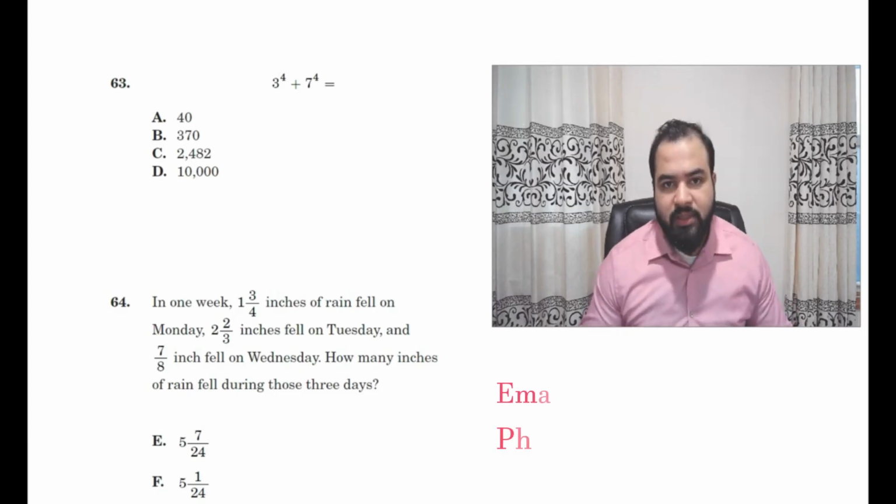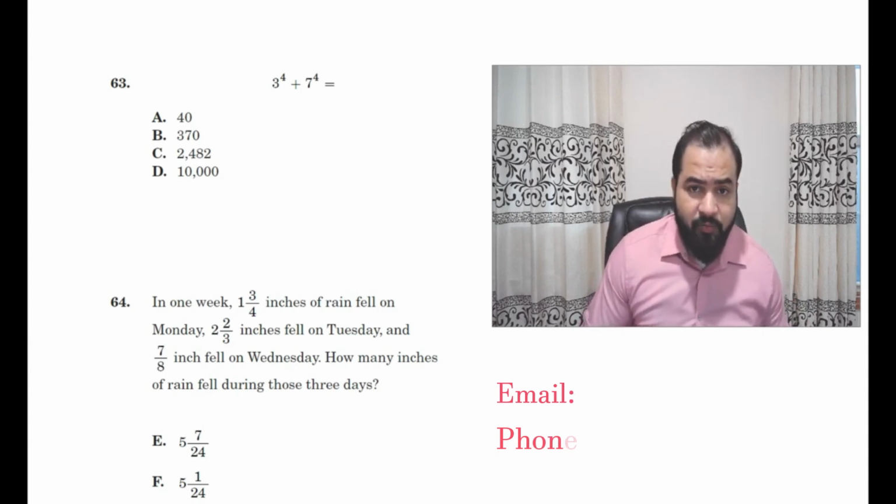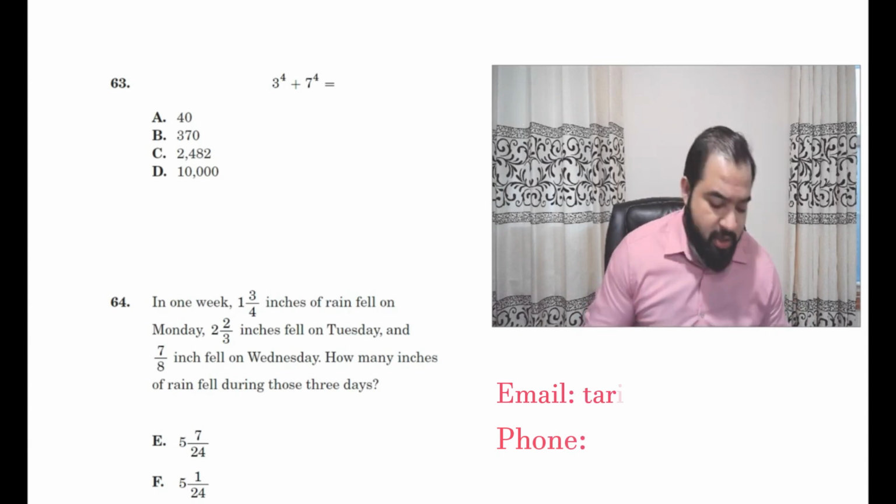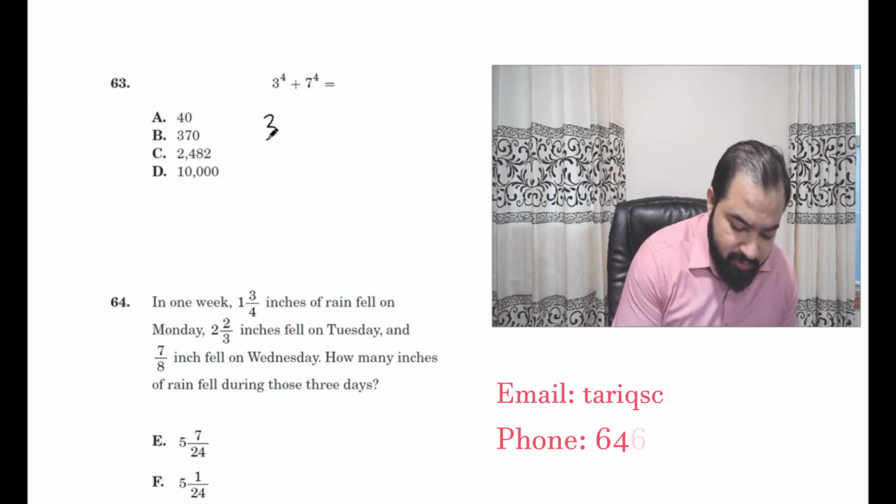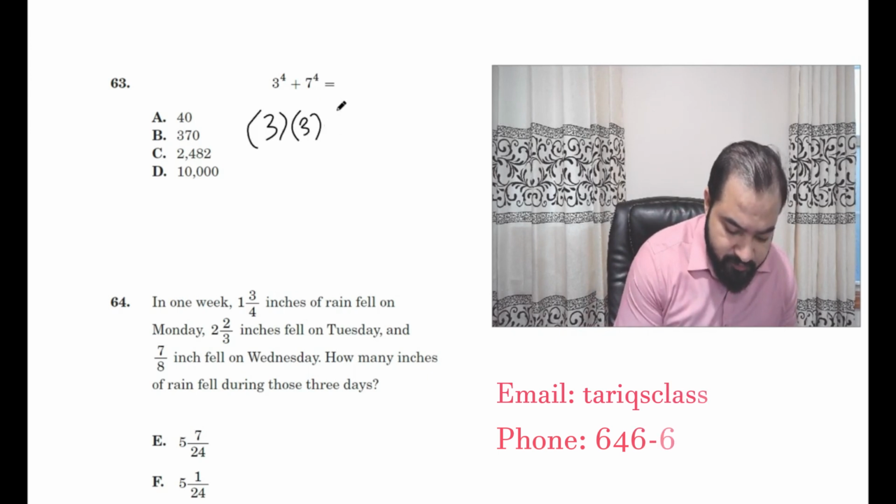So question number 63. It's 3 power 4 plus 7 power 4. Now 3 power 4 means we have to multiply 3 four times.